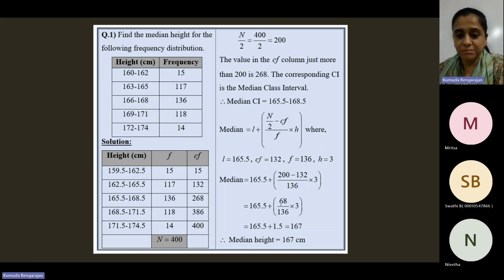So this part you should simplify, children, to whatever, and all this cancelling and all that you should do. So this bracket answer is 1.5. After simplifying the answer for this bracket, you should not write it directly. You must simplify in your book and you must get 1.5. Then 165.5 plus 1.5 is 167. So the median height is 167 centimeters.